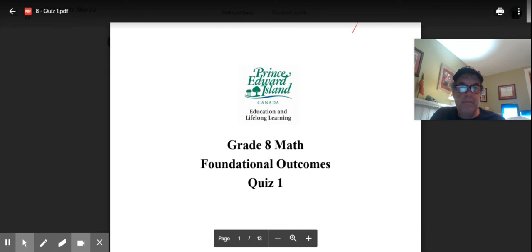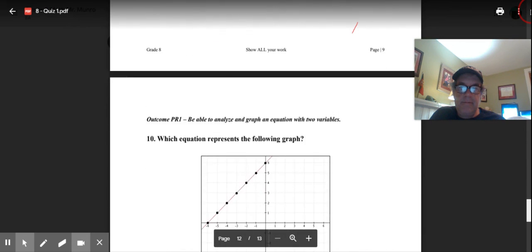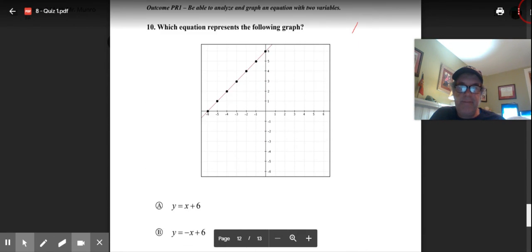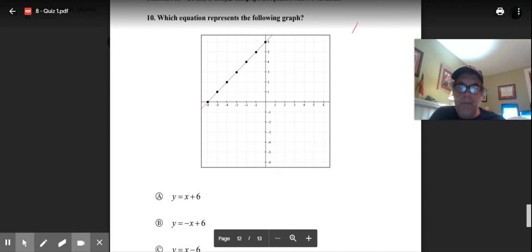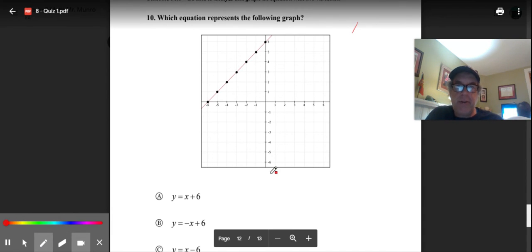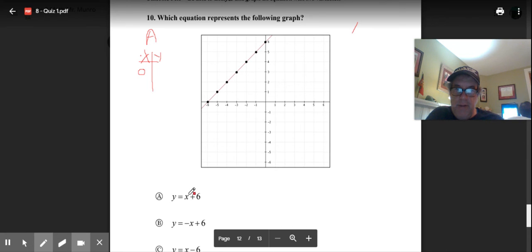Last question. Which of these equations represent the graph? So this is the one where we are going to pick some different points. Let's try A. This is x and y. So my favorite number is 0. Let's put 0 in. 0 plus 6 is 6.